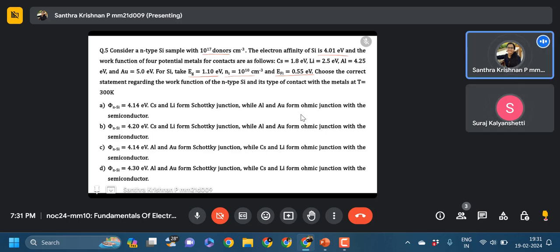What equation do we have to use? EFN minus EFI is equal to KB T ln of n by ni. So that equation we have to use and find the Fermi level, and then add that here to get the work function of the semiconductor. And then the work functions of the metals are given here.